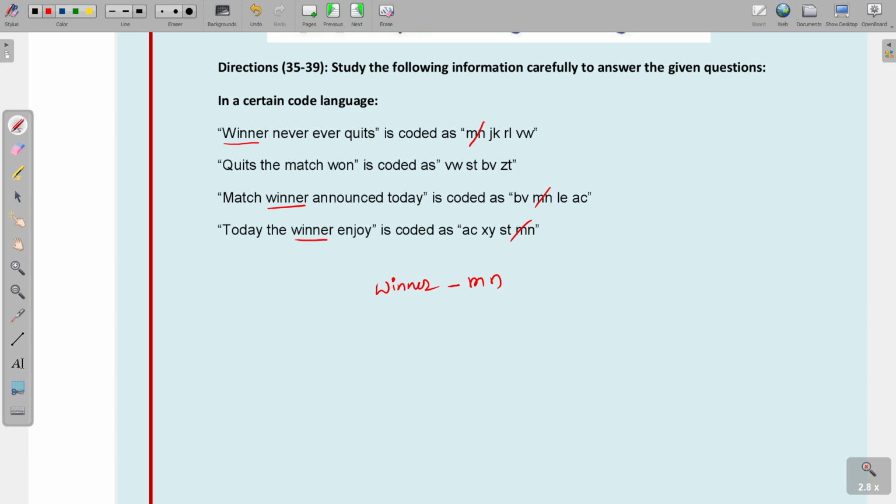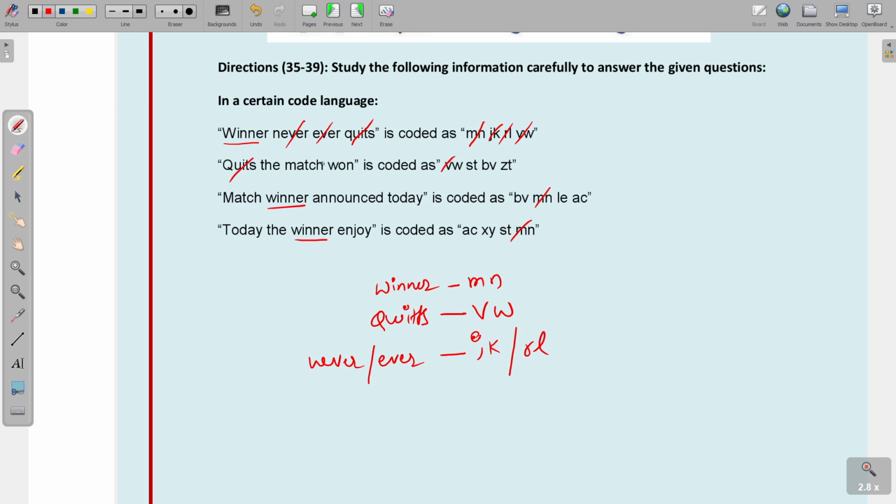Next, never. Never lies only in the first sentence. Next, ever, which is also only in the first sentence. And next, quits. What is the code for quits? So quits is JRRL and VW, so VW is the code for quits. Next, never and ever: these two words are coded either JK or RL, since never and ever are not found elsewhere. JK and RL.